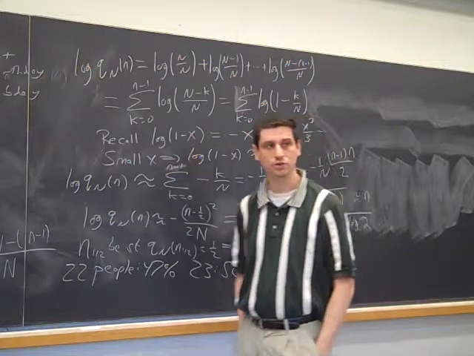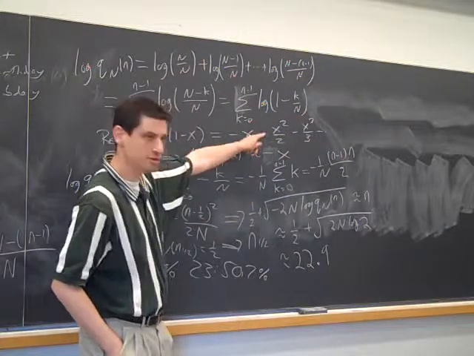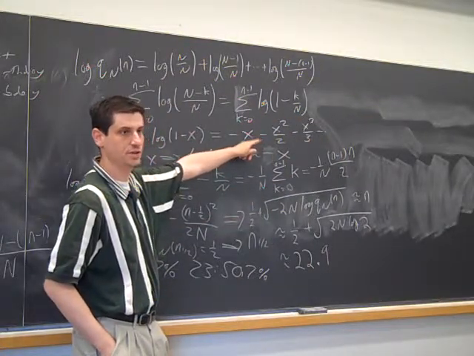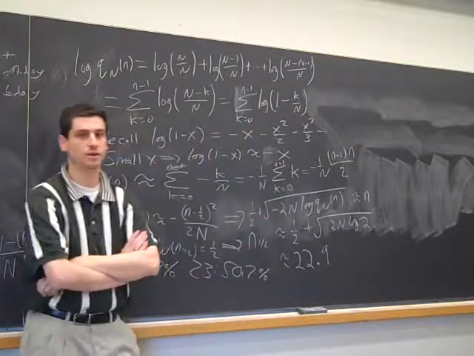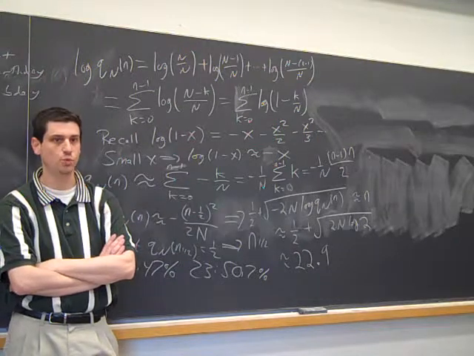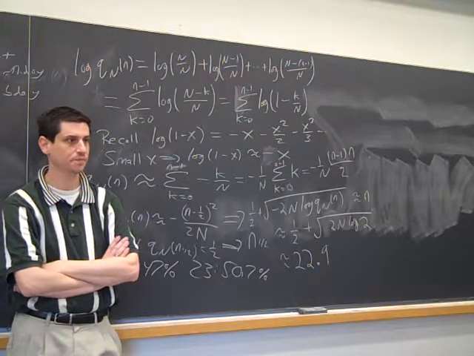Could we do even better? Sure. We could actually take the next term and see what kind of correction it would give us. We'd have to then figure out what's the sum of k squared. We can do that. We saw that for the parabola. We could actually get the next term as well.